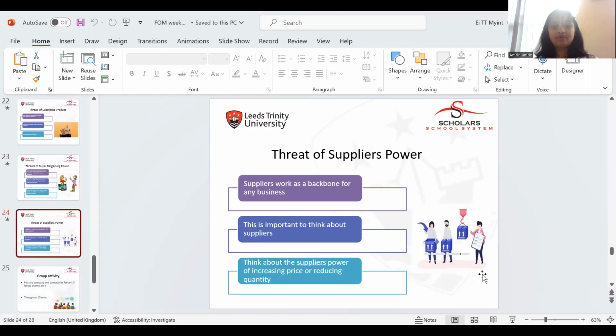Threat of supplier power. Suppliers work as a backbone for any business. If they stop supplying you the raw material or the material for your business, you can't move. This is important to think about. Think about the supplier power, increasing the price of producing or reducing quality. The supplier could increase the price of the product, or reduce the quality of the product, so you have to be very careful while choosing your supplier.